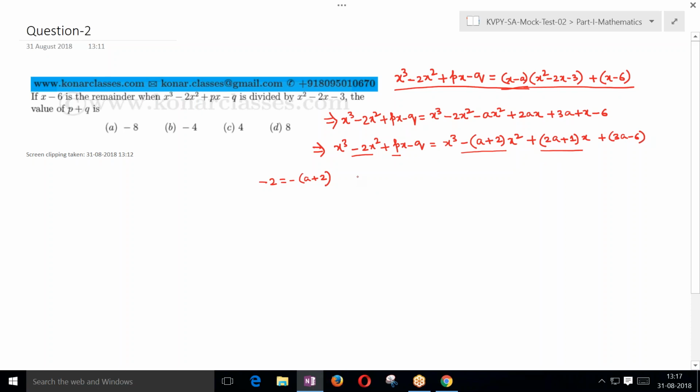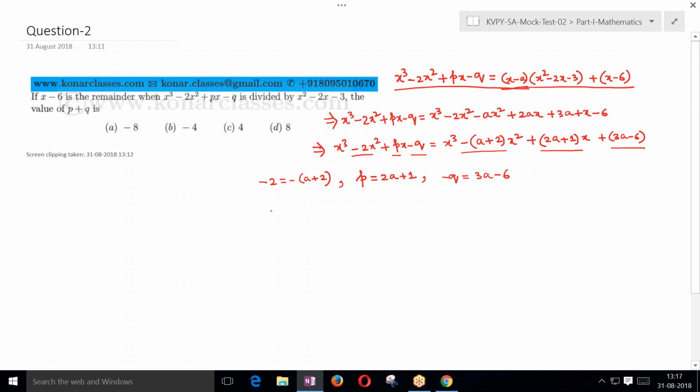So then we can write p is equal to 2a plus 1. Correct? Now the constant term, which is minus q in the left hand side, should be equal to the constant term in the right hand side, which is 3a minus 6. So these are the relationships we are able to establish. This is another one, and then minus q is equal to 3a minus 6.